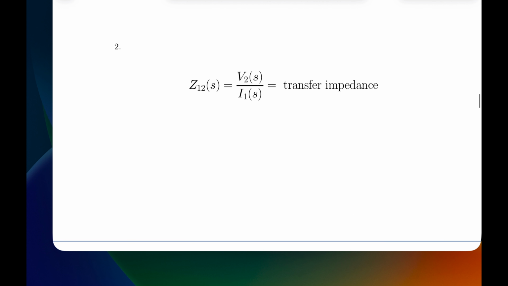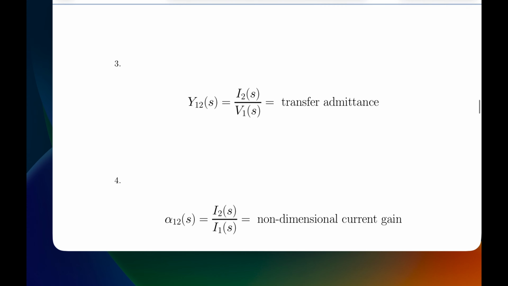Second is the ratio of output voltage by input current. So the numerator is output voltage, and the denominator is input current. The ratio of voltage by current is impedance. This is impedance because V2 is measured at the output port and I1 is measured at the input port. This is known as transfer impedance and we denote it by Z12(s). Clear?